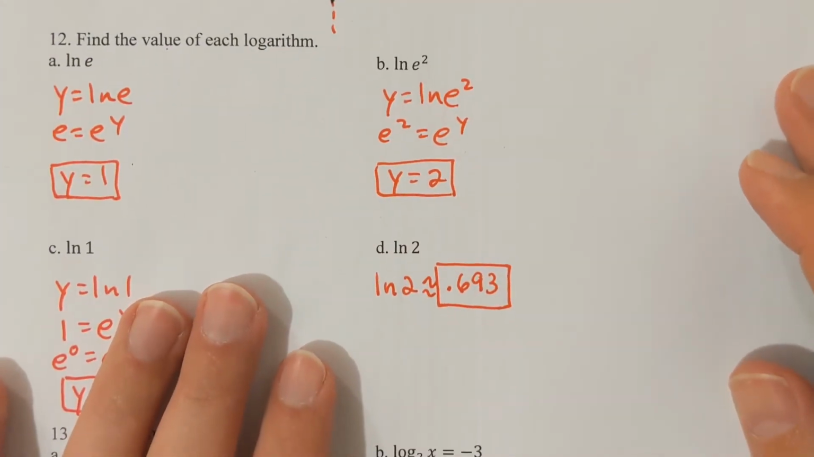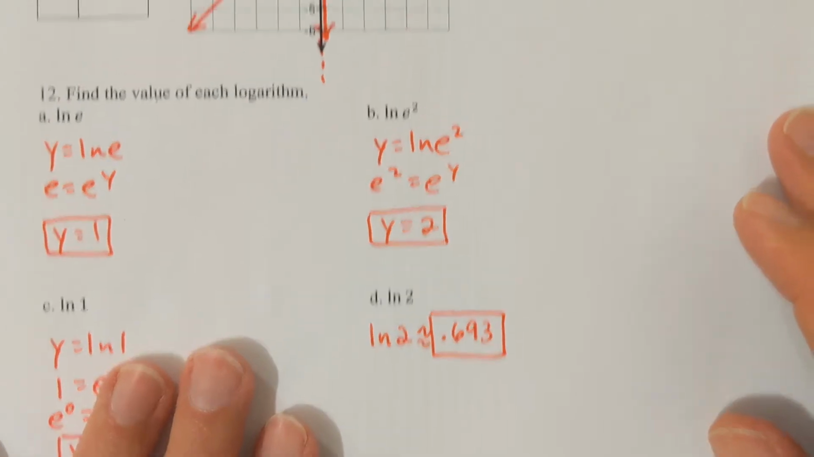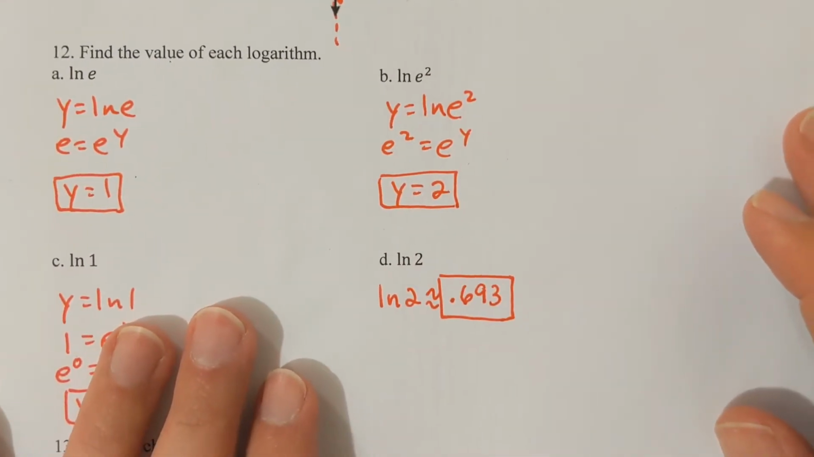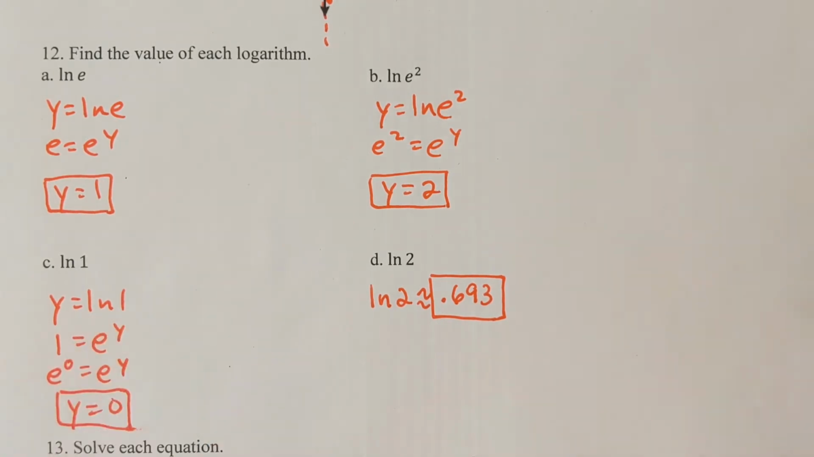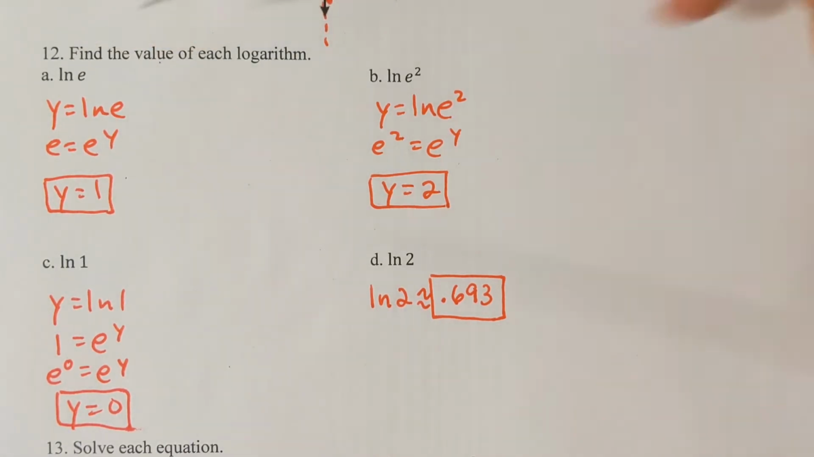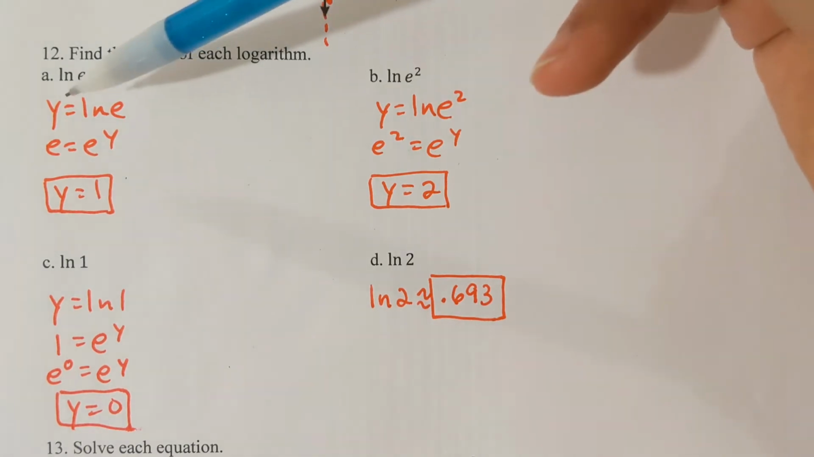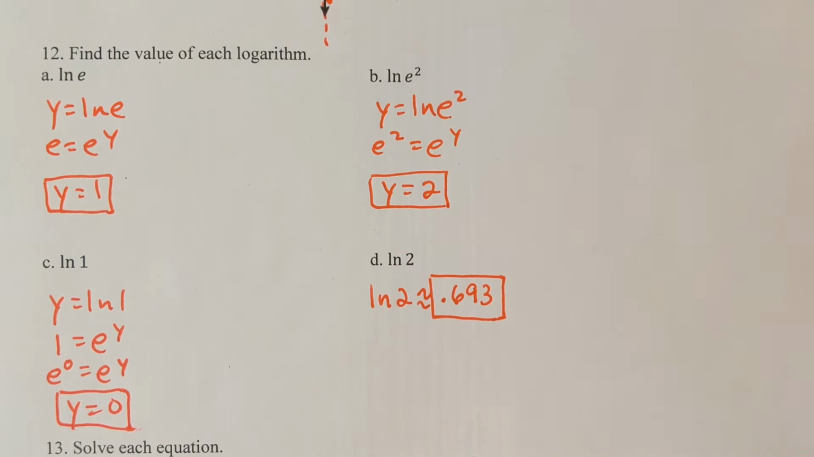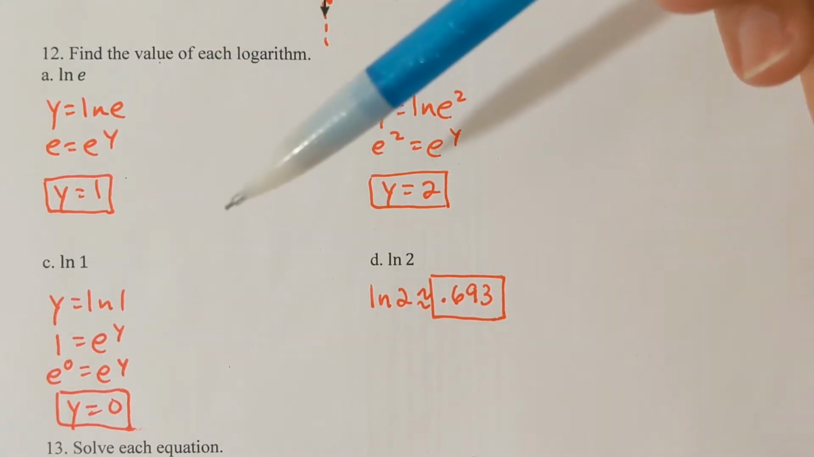We're on problem 12 now, and we've introduced the natural logarithm here. Let's do some calculations with the natural logarithm. Natural logarithm again just means that you're working with base e. So in part A, we want to find the value of the ln of e. Well, if I call that y, I need to know the actual number for y, and then I'm done.